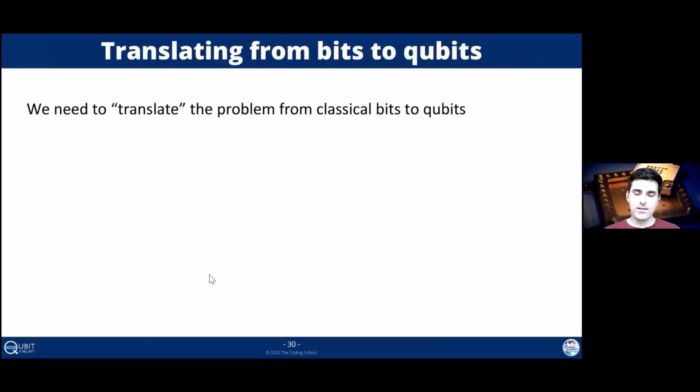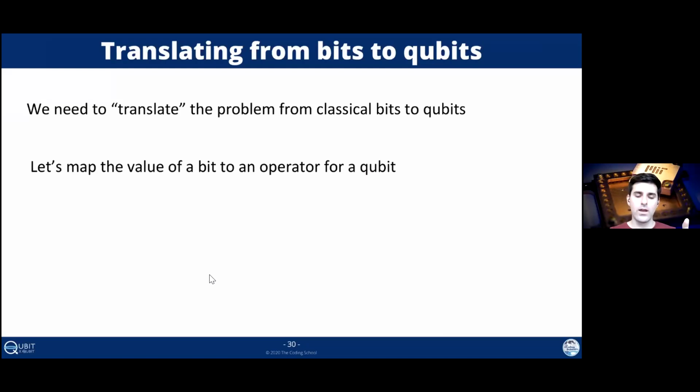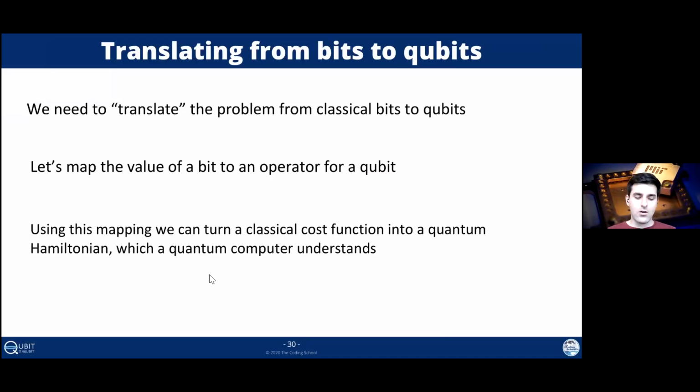So what we've talked about so far is a classical problem that exists in our classical world that depends on the values of bits. But now the question that I have, and I'm going to answer, is how can I translate the value of these classical bits to my qubits? Well, we need to come up with a way to map the bit values to operations or operators such that we can apply them to qubits and understand the outcome, and to extract the outcome of the system based on different qubit configurations. Now, using this mapping, we can turn the classical cost function into a quantum Hamiltonian, which then the quantum computer can understand. So we started with the classical cost function, and we're trying to get to a quantum Hamiltonian, which is the language of our quantum computer.